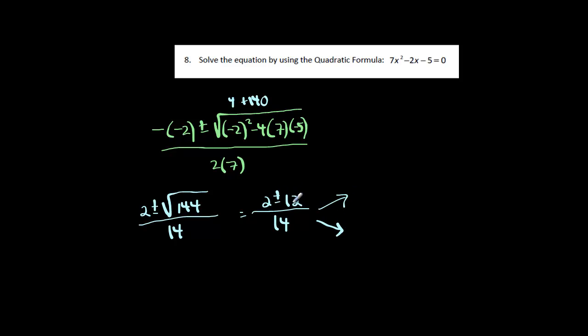So 2 plus 12 is 14. 14 divided by 14 is 1. 2 minus 12 is negative 10. Negative 10 over 14 is negative 5/7. So 1 and negative 5/7 are your answers.